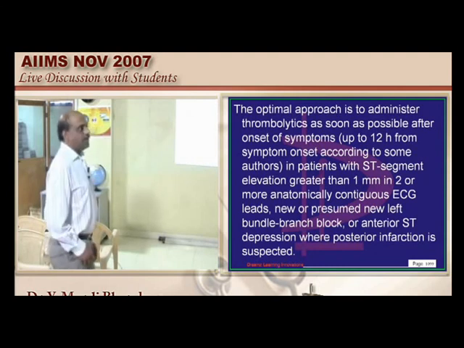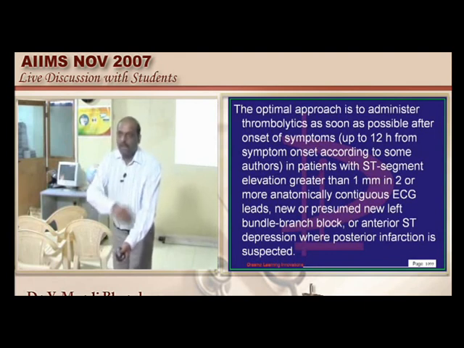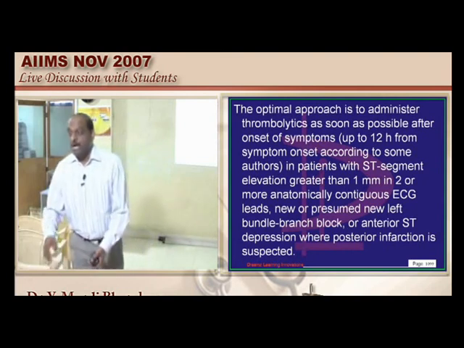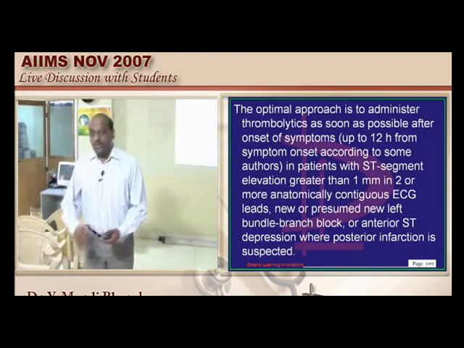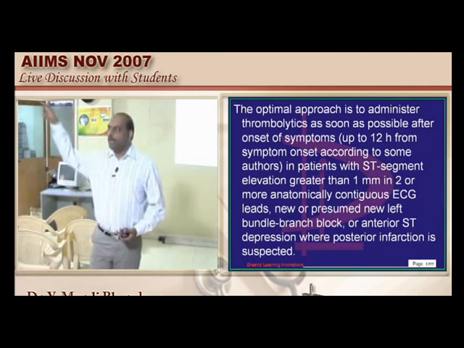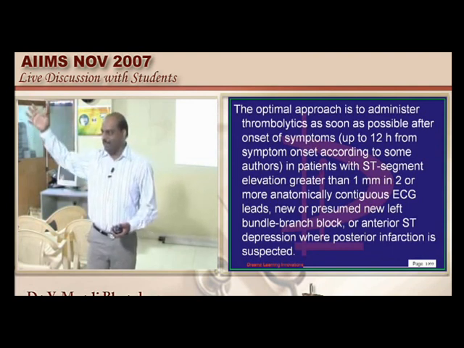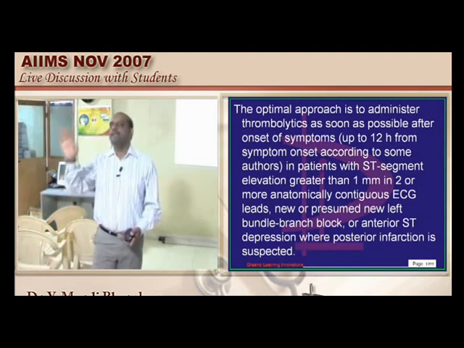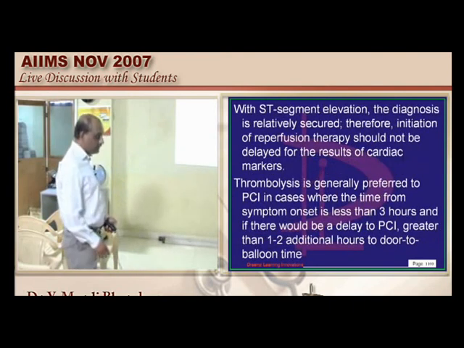And suppose you are given two options. You want to do a balloon angioplasty, primary angioplasty, or do you want to go for thrombolysis, which is preferable? It depends once more on the duration. Suppose the pain-to-balloon time, the balloon placement time, is going to be delayed, your cath lab is not ready, then it is still preferable that thrombolysis be initiated, especially if it is less than 3 hours of duration.